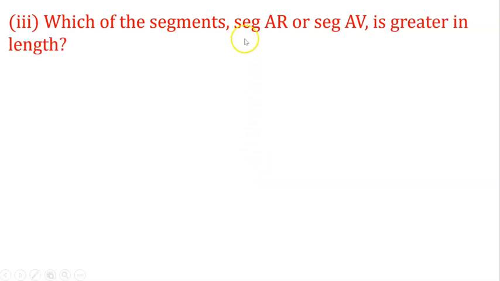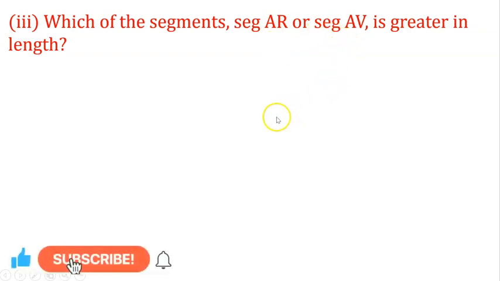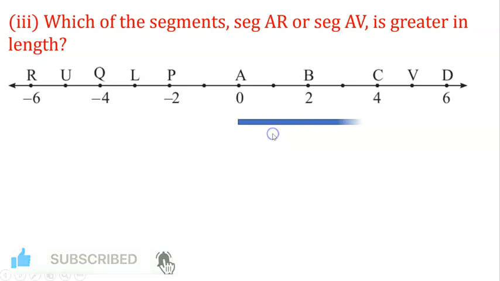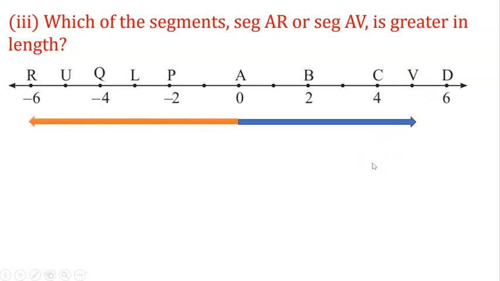Which segment, the segment AR or the segment AV, is greater in length? Now see here. The first is AV. The length of AV is 5, and the length of AR is 6. Therefore, segment AR is greater than segment AV. That is, the length of AR is greater than the length of AV, and here segment AR is greater than segment AV. Now next question.